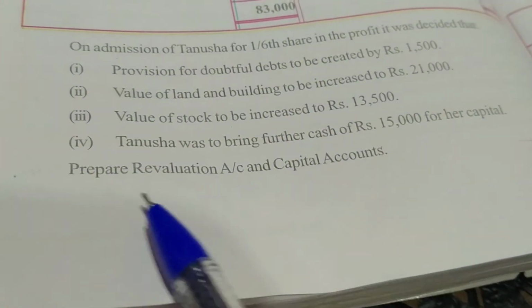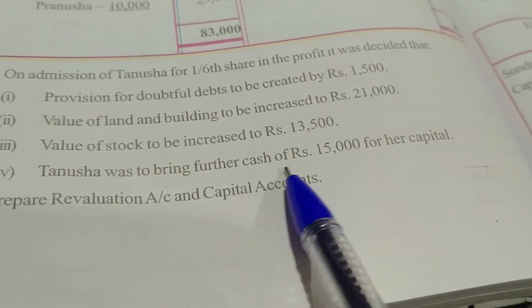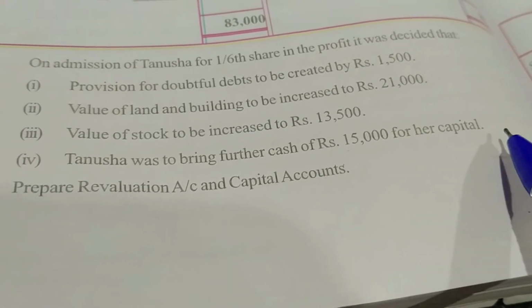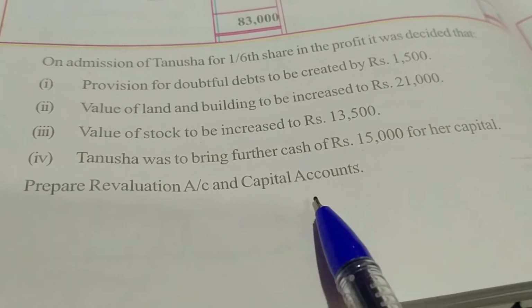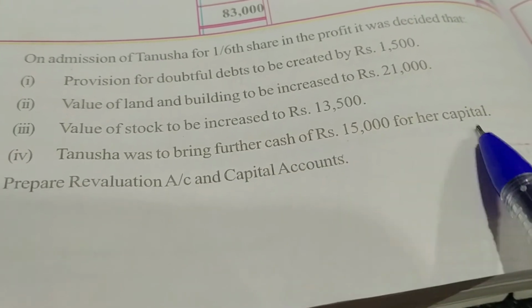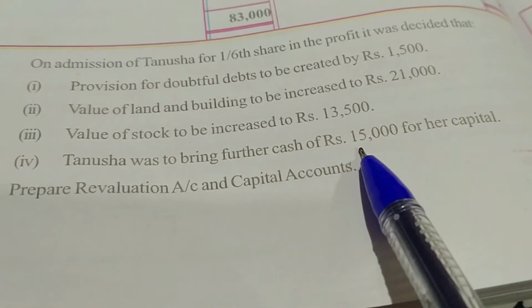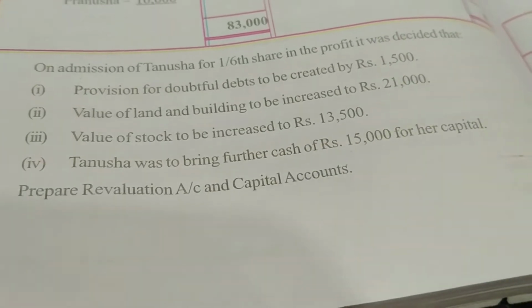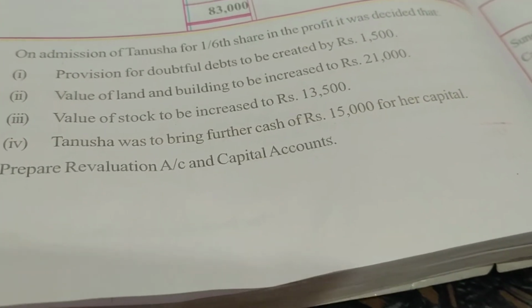Okay, after that we are given Tanusha was to bring further cash of 15,000 for her capital. Prepare revaluation account and capital account. So Tanusha is bringing 15,000 towards her capital. This we'll post in Tanusha's capital account.